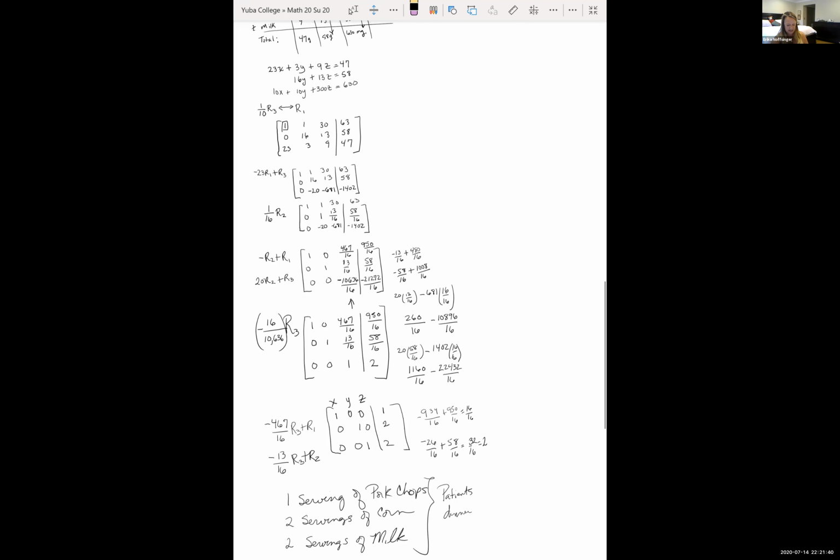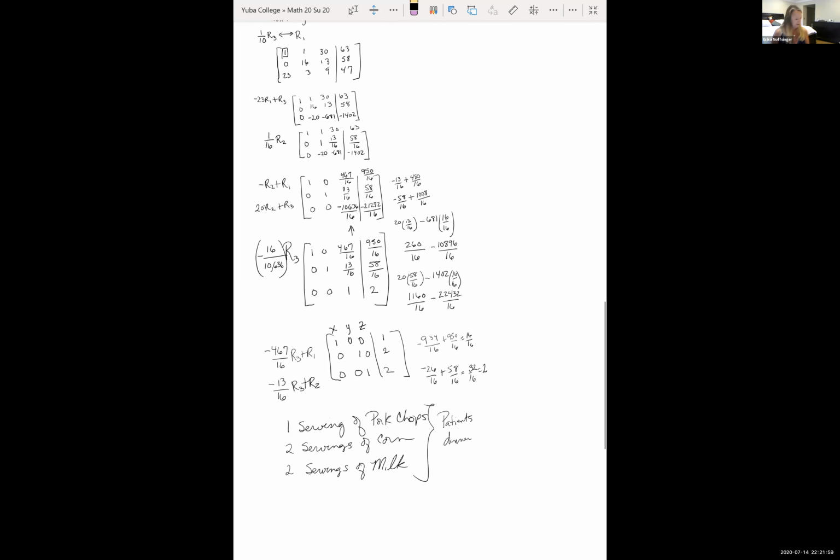If we plugged it in here, well, there's no protein. 2 times 16 is 32. 32 plus 26 is 58. And I'm sure it would work for the third equation, so you can check that if you like. So that is systems of equations.